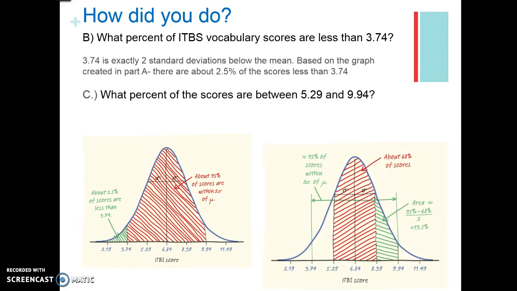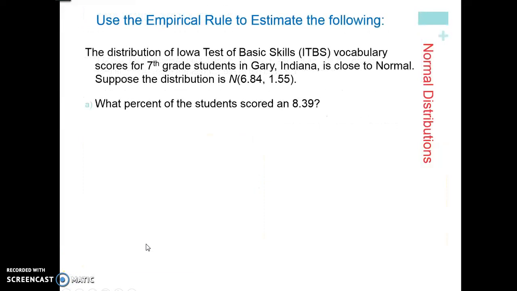Okay, so that would be about 81.5% of the scores. And where does that come from? Remember that this is going to be 34%, this is going to be 34%, and this right here is going to be 13.5%. Okay, so let's try a few other questions using that same distribution. What percent of students scored an 8.39?